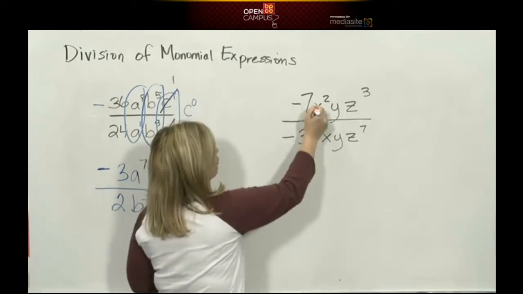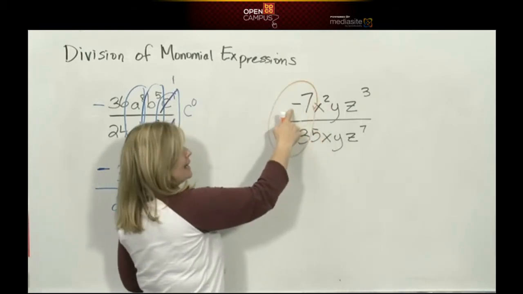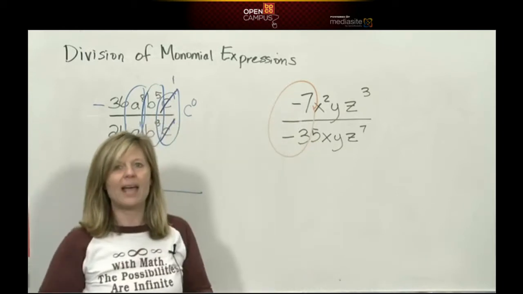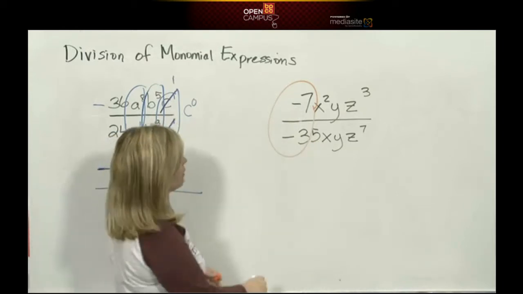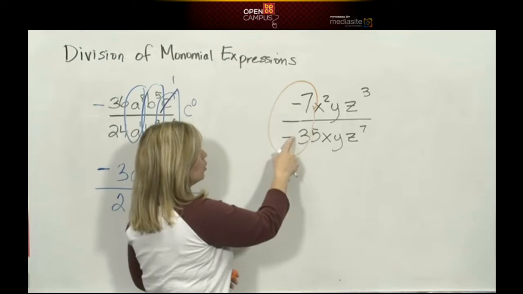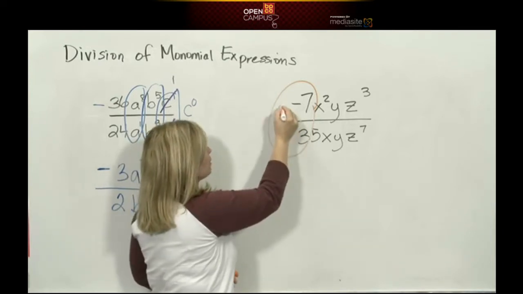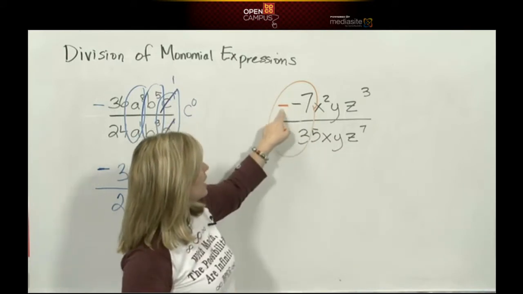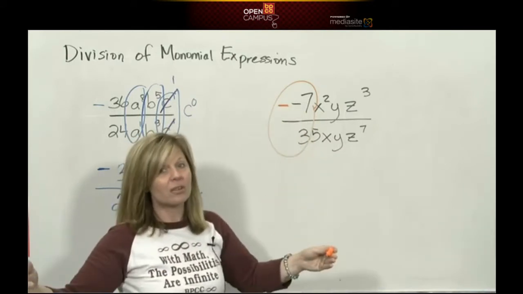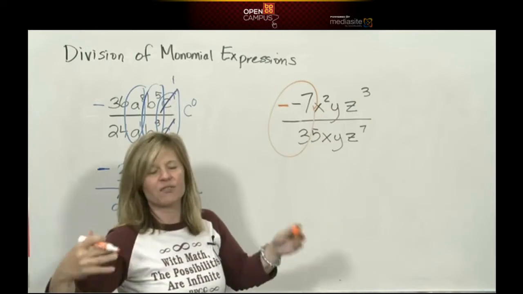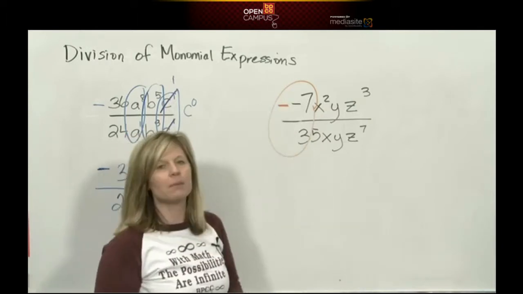Let's start with our coefficients. I want to divide a negative by a negative, which makes a positive. Think about it. If you forget your rule, you know you can't keep a negative sign in the denominator. It always floats to the top, and two negatives side by side make a positive. Either way you want to think about it is fine by me. So you know the answer is going to be positive.